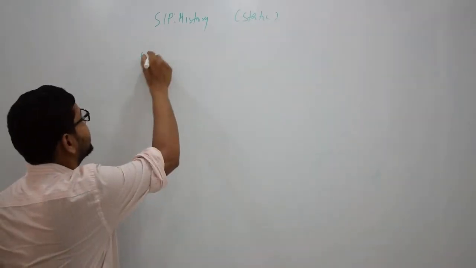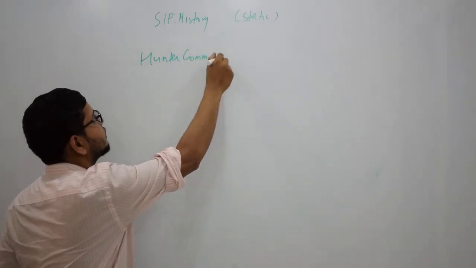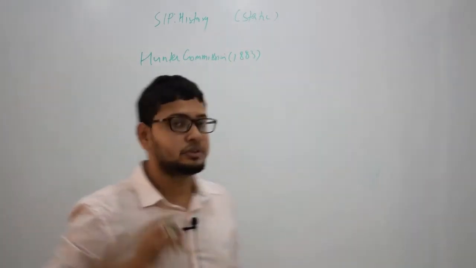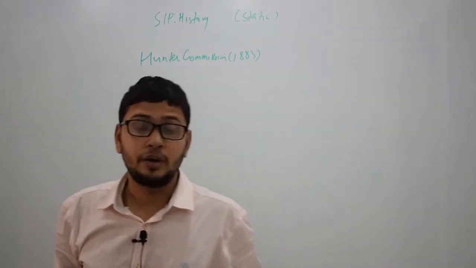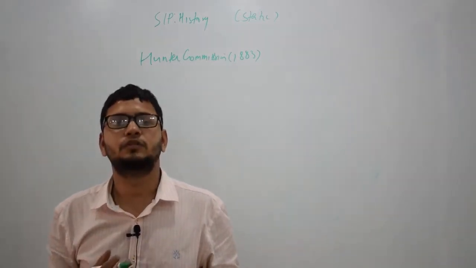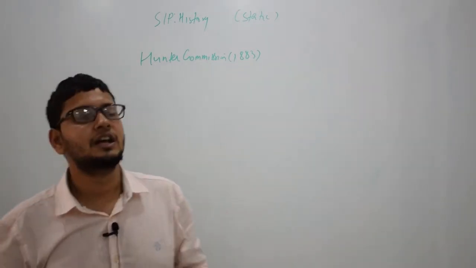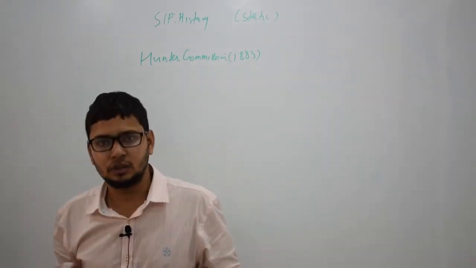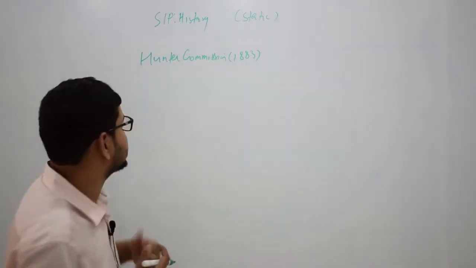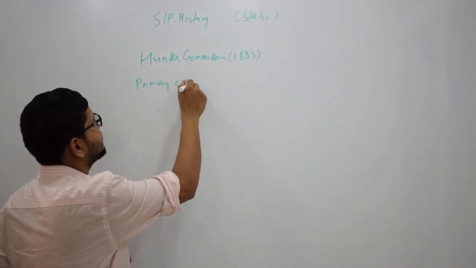The next commission which came was the Hunter Commission. It was appointed in 1883, during the reign of Lord Ripon. The main purpose of this Hunter Commission was to review the working of Wood's dispatch. And it found that Wood's dispatch had not been working really efficiently. Therefore, it gave a number of recommendations with respect to both primary education and secondary education.